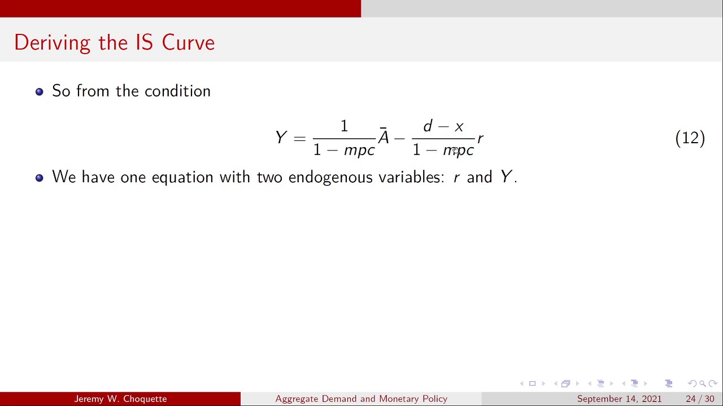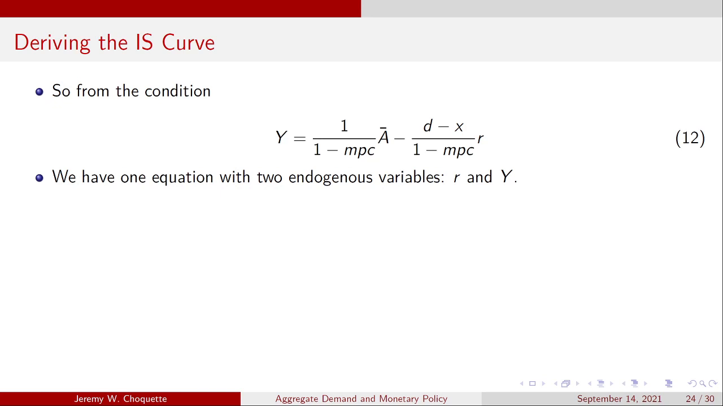Now this minus d minus x over 1 minus MPC. Well, these are exogenous variables or parameters. They don't depend on y or r. This is, again, happening outside the system. So this stuff you can think of as the slope. It's going to be the change in y, d minus x, over the change in r, 1 minus MPC. So this is slope-intercept form. Y equals m, this junk here, times x, which is r, plus b, which is this 1 over 1 minus MPC times a bar. So this is really just slope-intercept form.